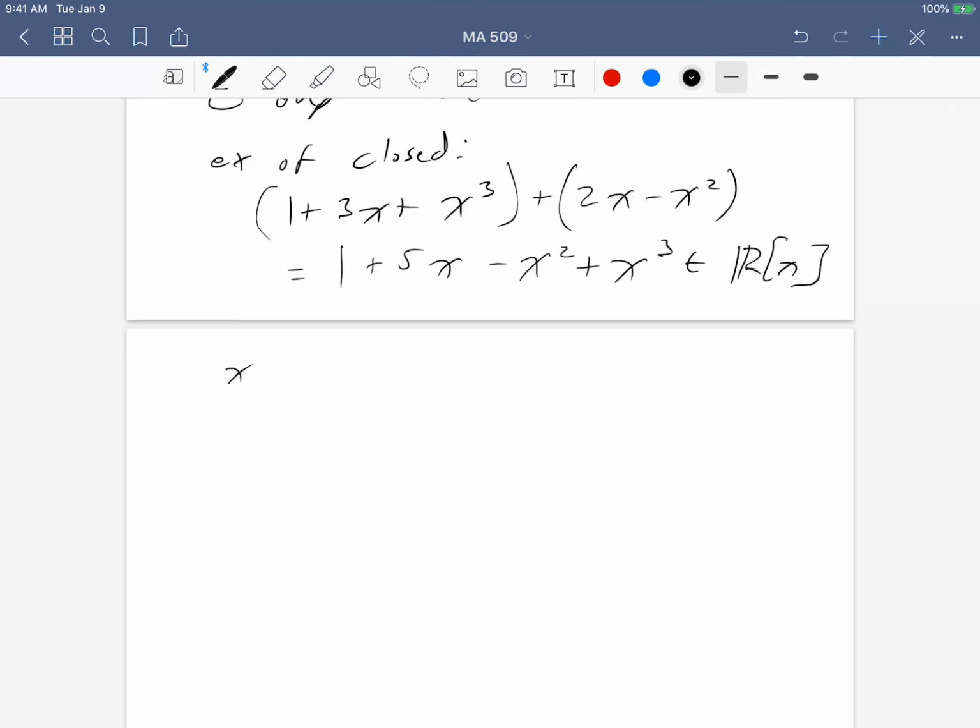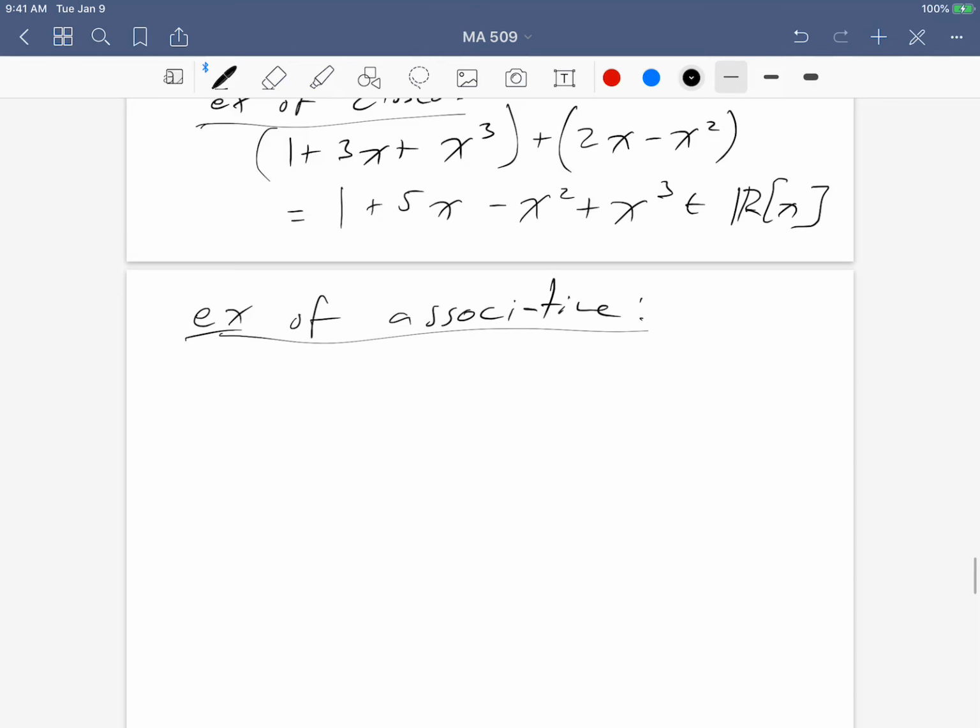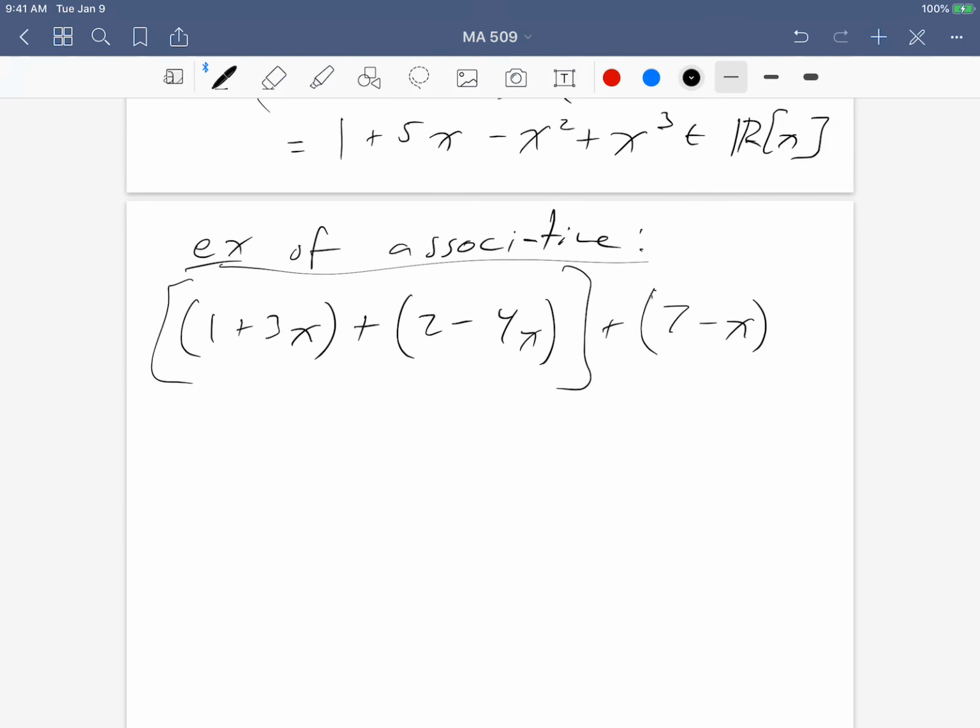If we want to do an example of associative, we're going to again rely on the associative property of real numbers. So here, let's do some simple polynomials. What if I do 1 plus 3x plus 2 minus 4x as my first pair, and then I'm going to add polynomial 7 minus x to it. If I do this, I get 1 plus 2 is 3, 3x minus 4x gives me a minus x. That's what's in the square brackets, and then I'm going to add 7 minus x to it. And I get, looks like 10 minus 2x.